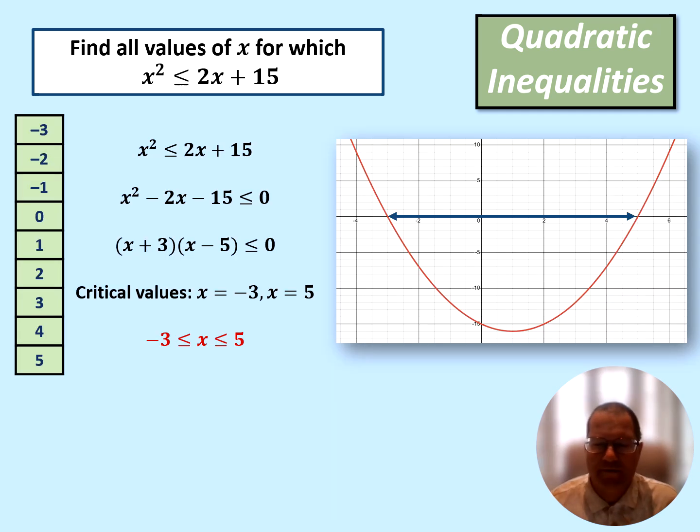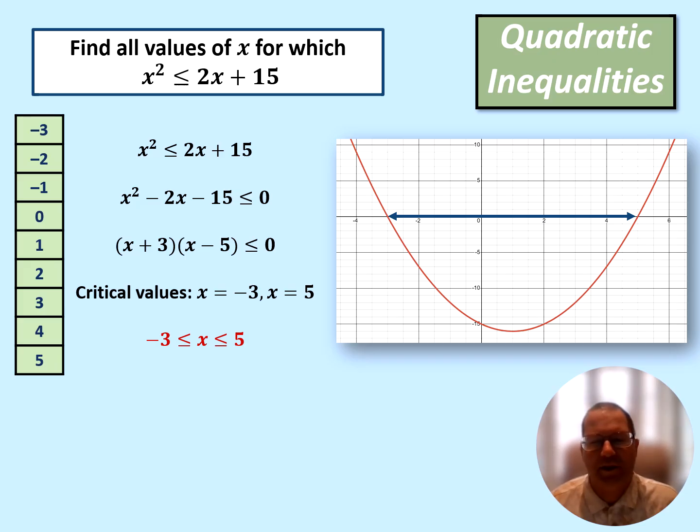This was, however, a very inefficient way of solving this problem. So what I've done instead is to solve the quadratic inequality. I've subtracted 2x and 15 from both sides to make the right hand side 0. I factorised it to give me x plus 3 and x minus 5. And the critical values which make it equal 0 are -3 and 5.